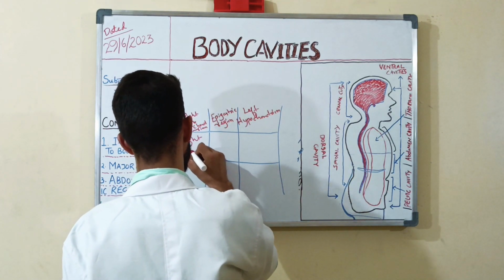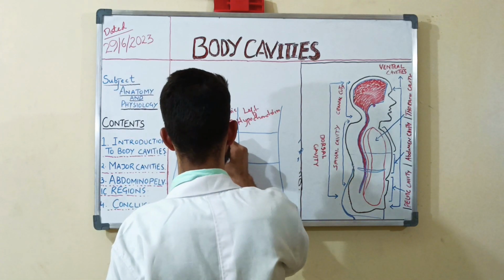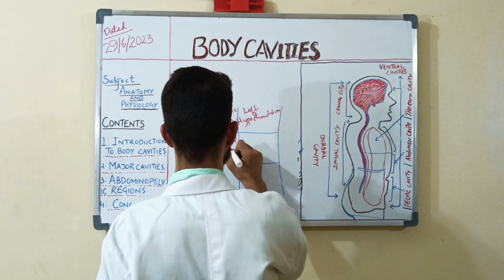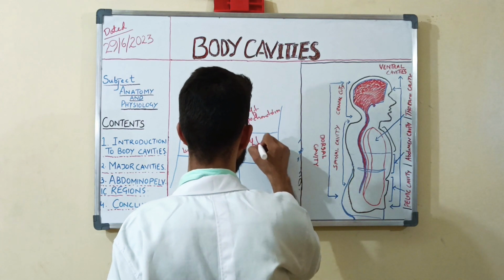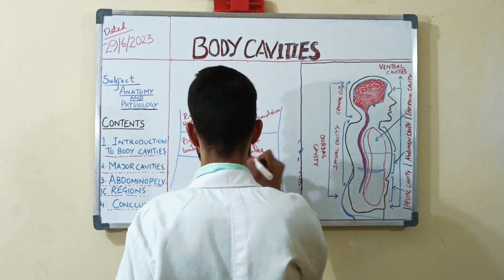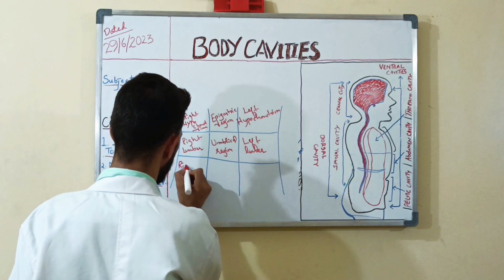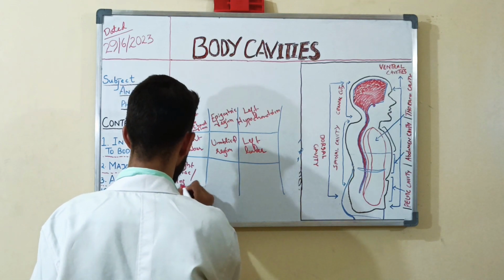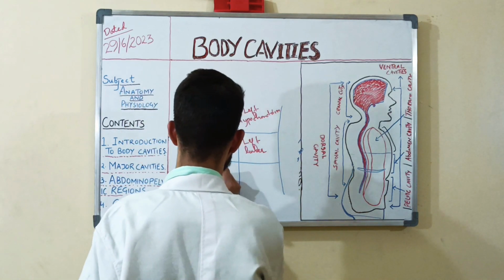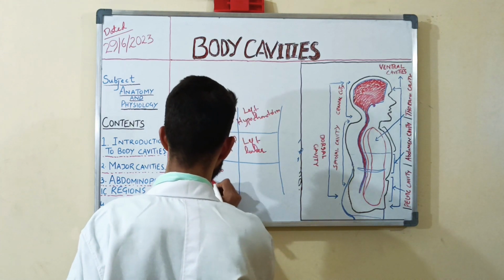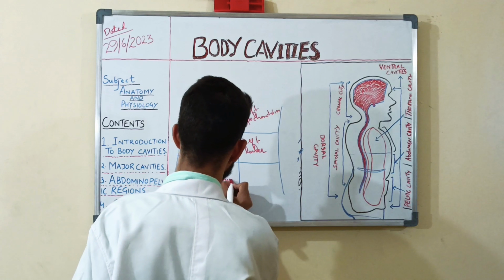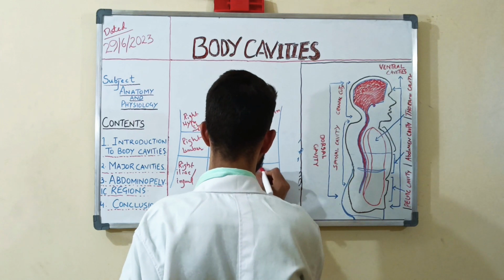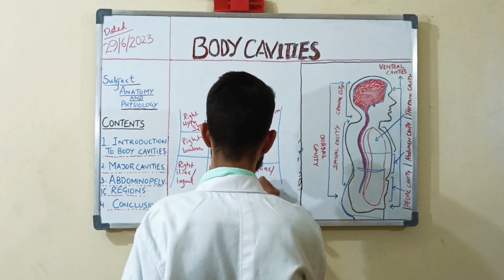And next one is right lumbar, this one is umbilical region, this one is left lumbar, and next one, this one is right iliac, or we can also say inguinal, this one is hypogastrium region, hypogastric region, and last one is left iliac or inguinal region.